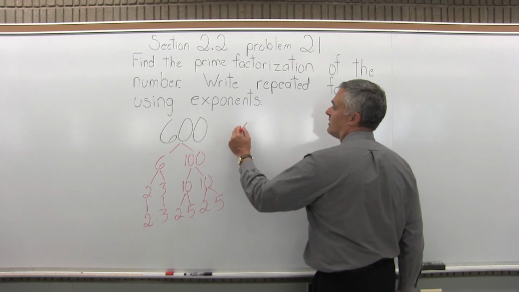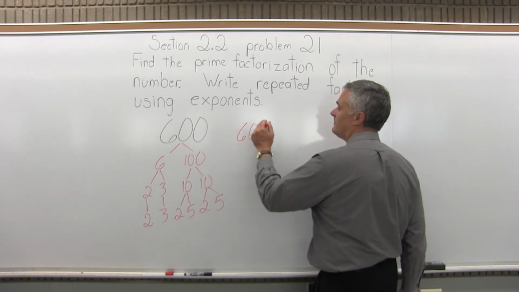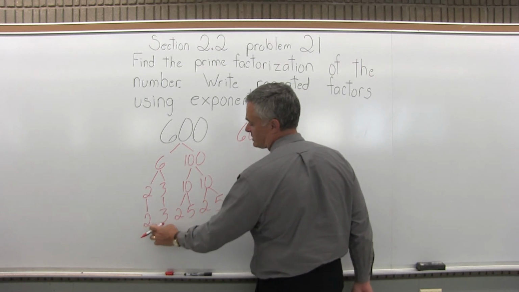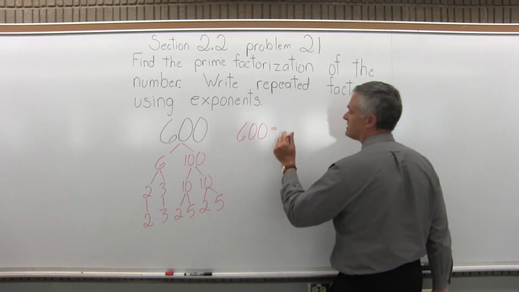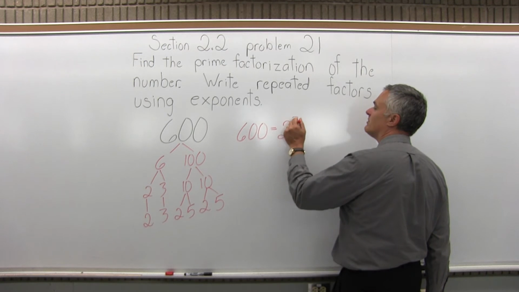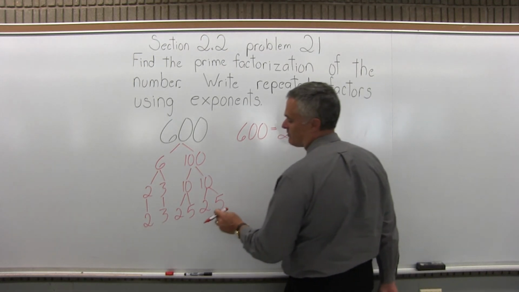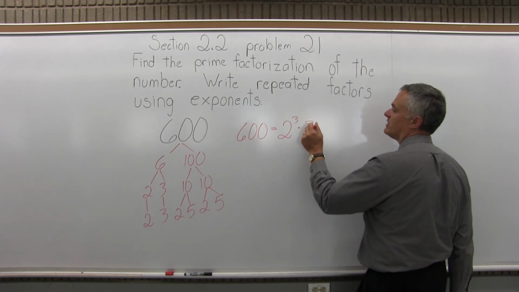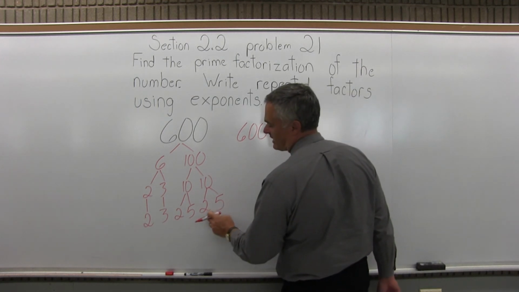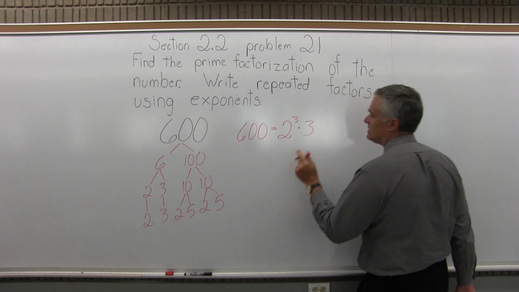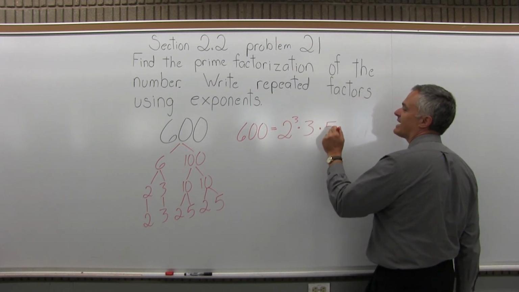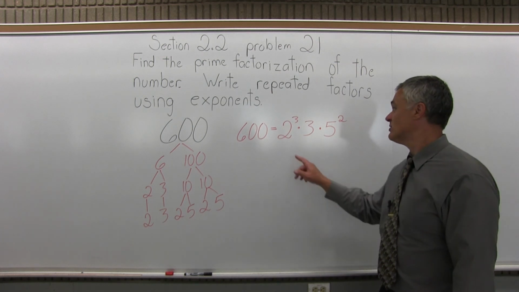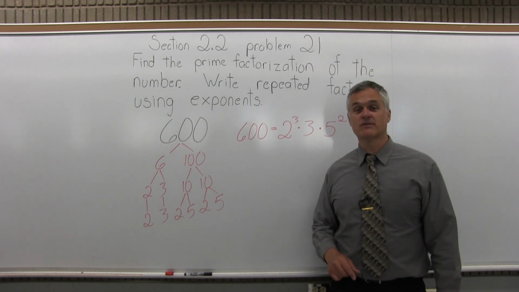So now, I'll write 600 equals, and it's most common to put the primes in increasing order. So first I'll list 2. It shows up in 3 spots, so I'll write that as 2 to the 3rd power times, next I'll put 3, and as I look, the 3 only shows up once, so just times 3. And then 5 shows up 2 times, so I'll put 5 to the 2nd power. And now those are the primes that multiply to make 600. 2 to the 3rd power times 3 times 5 to the 2nd power.